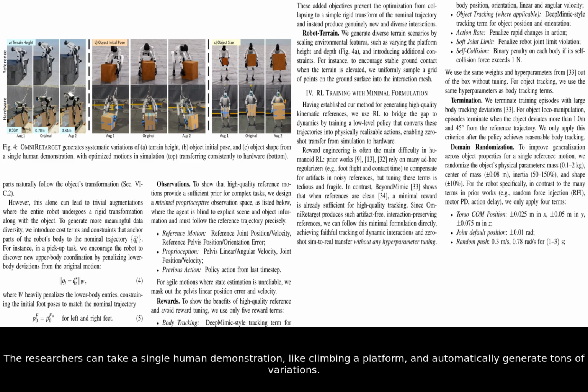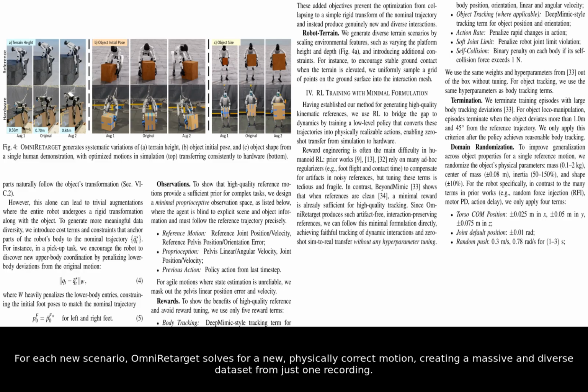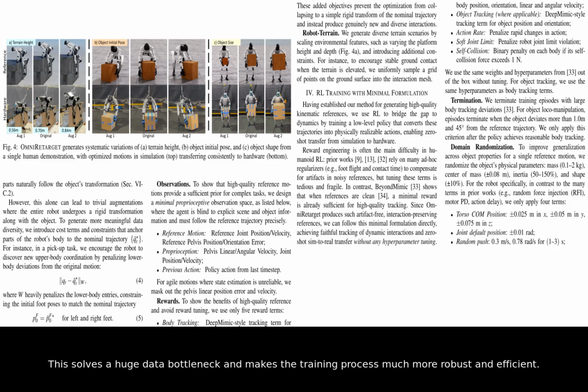The researchers can take a single human demonstration, like climbing a platform, and automatically generate tons of variations. They can change the platform's height, the size of an object the robot is carrying, or its starting position. For each new scenario, OmniRetarget solves for a new, physically correct motion, creating a massive and diverse dataset from just one recording. This solves a huge data bottleneck and makes the training process much more robust and efficient.